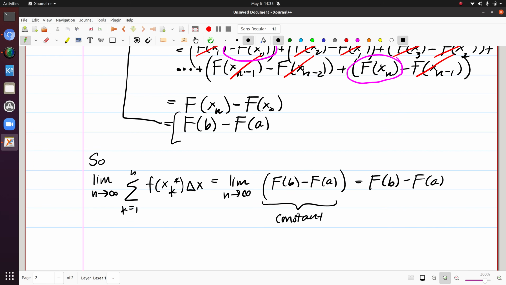the definite integral from a to b of little f of x is equal to big F of b minus big F of a. And again, just to emphasize once more, big F is just representative of any antiderivative you can find for little f of x.